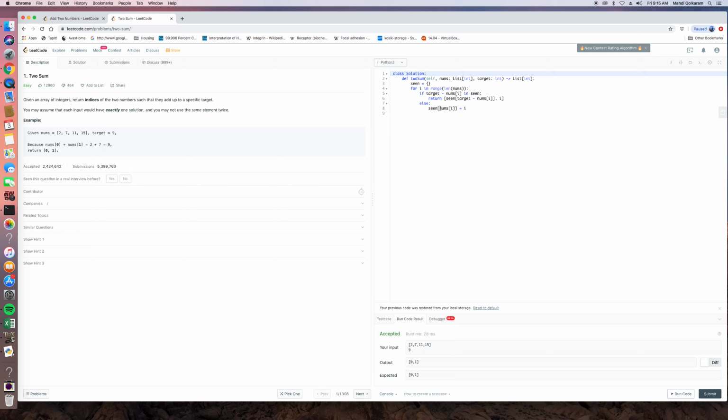For a dictionary, we have a key and a value. The key is the actual number, and the value is the index, because for the result we need the indices. That's why we put the indices as the value in our dictionary. And for this algorithm, the time complexity is only O(n), because we only have one for loop, and lookup in a dictionary is constant time.